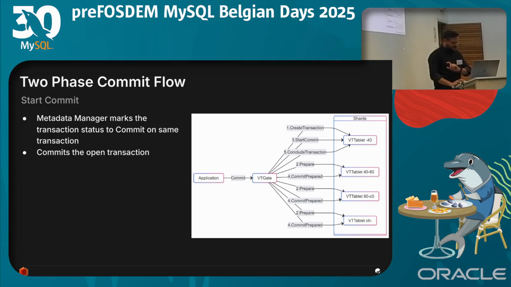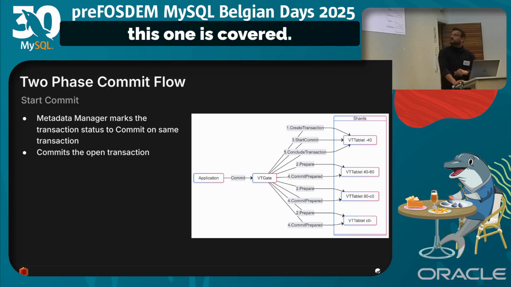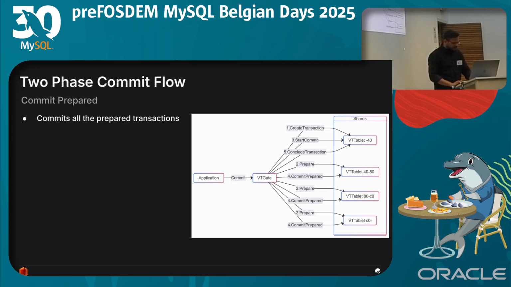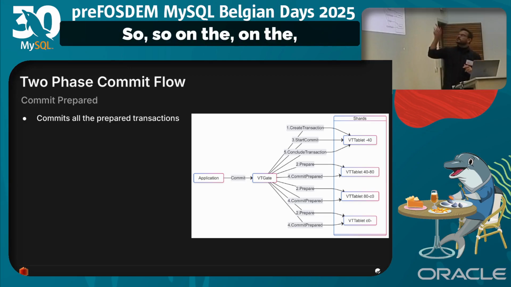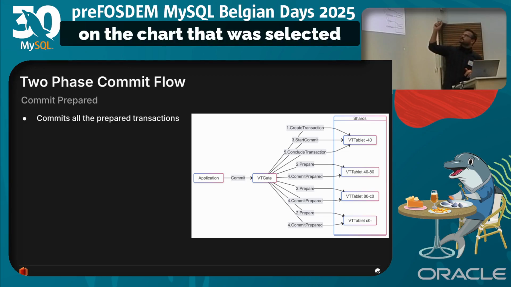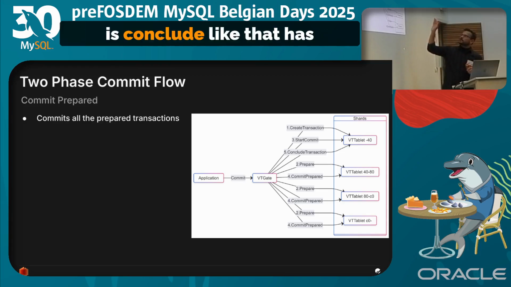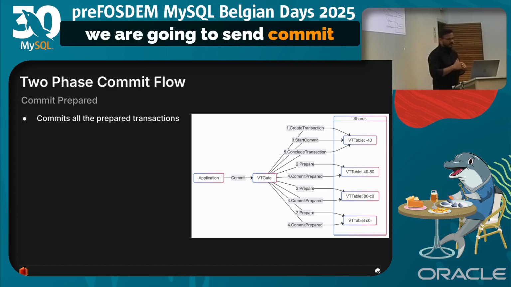Okay. Start commit. I think this one is covered. I already talked about it. In commit prepared, right? On the shard that was selected as metadata manager, where your transaction metadata was stored, it has done the start commit. So we know the commit decision is stored. And now for the other shards, we are going to send commit prepared.